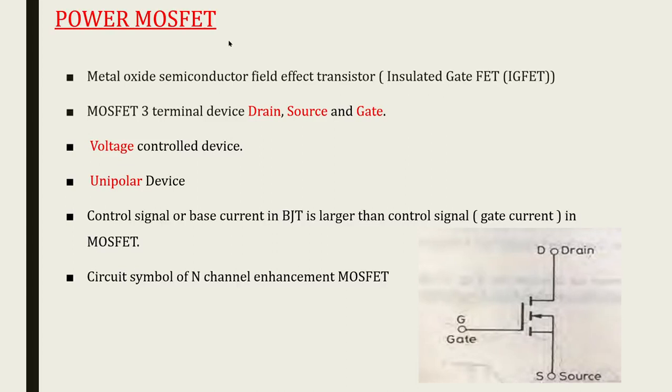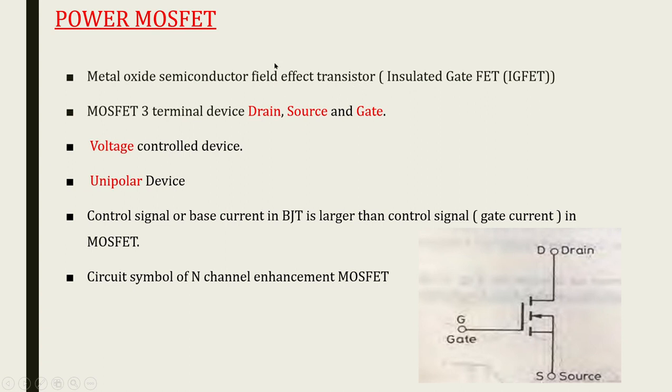In the last class, we discussed power BJT and power BJT characteristics, structure and characteristics. So today we are going to discuss power MOSFET. MOSFET means metal oxide semiconductor field effect transistor.